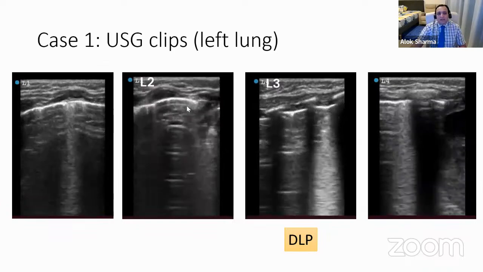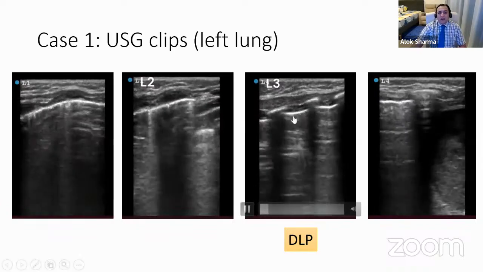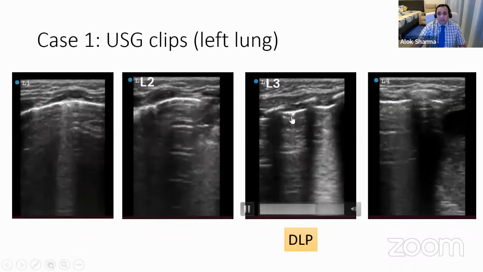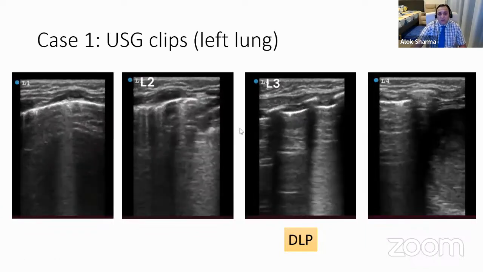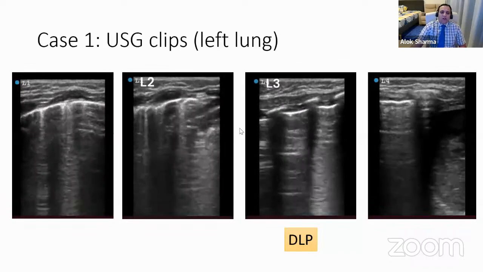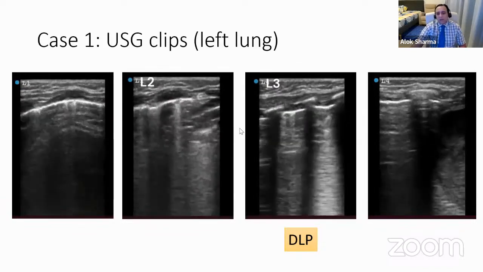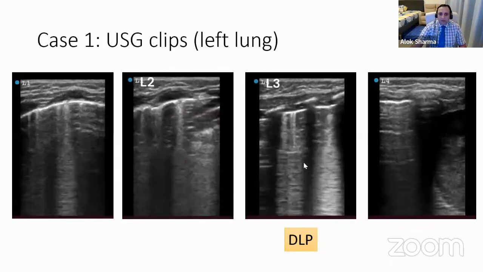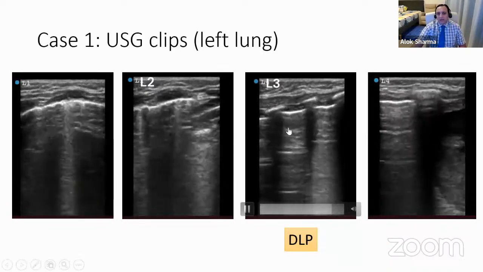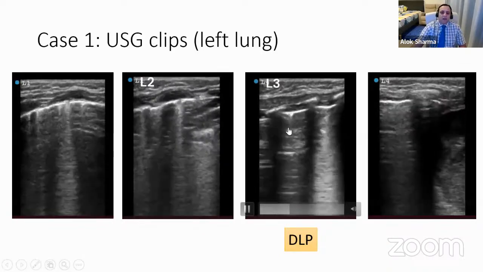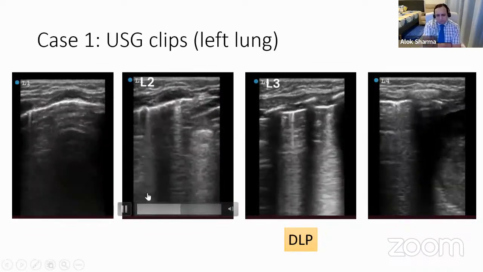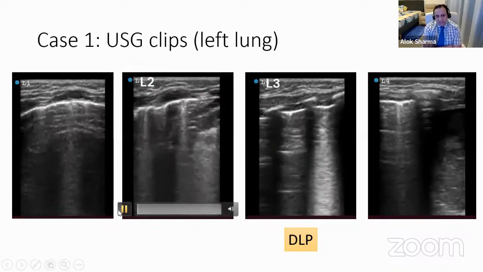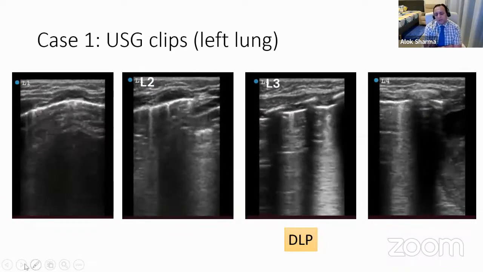There are some comet tails. I'm not really convinced you have massive subpleural consolidations in all four images at this particular point. I think if they are in L2, they're small. And what you've got is B lines interspersed with A profiles. You definitely have double lung points that are visible. L3 is the best place to see the double lung points. L2 as well. So at the moment, it'll be interesting. Let's see your R images.